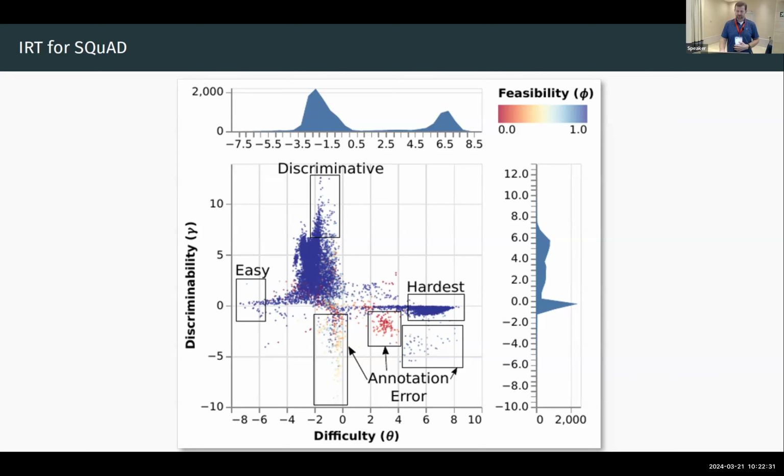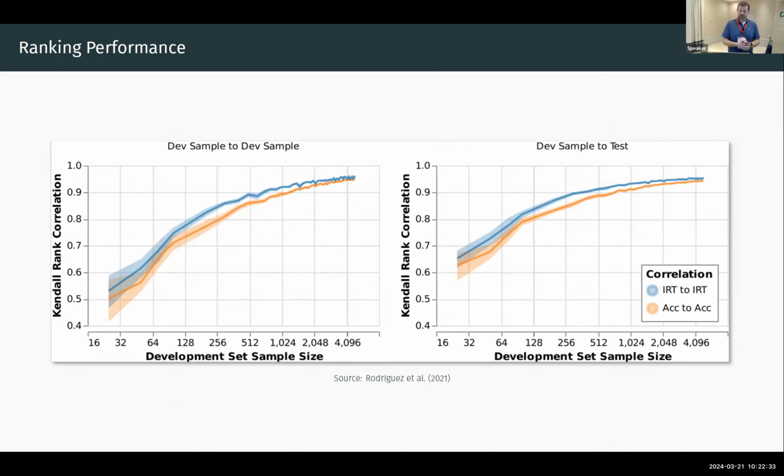Another thing we wanted to look at was ranking performance. Can we efficiently rank models without needing a 10,000 example dev set or 10,000 example test set? If we're careful about test design, picking examples at various levels of ability and discriminability, we actually can do really well in terms of rank correlation with a full test set. And again, we'll dig into the details a little bit later.